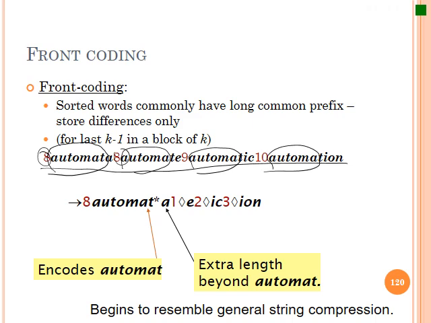So one thing you can do is that you can convert this string into this string. So you just have a common prefix in the front with a star here to indicate that there's some remaining trailing characters. And then you just need to put your trailing characters here. And the number here indicates how many characters there are: 1 character, 2 characters, 3 characters, and so on. So this comes to resemble general string compression.